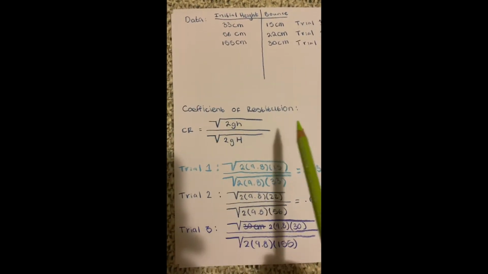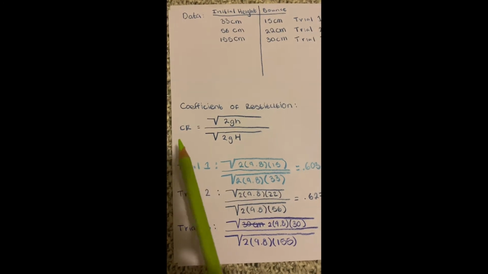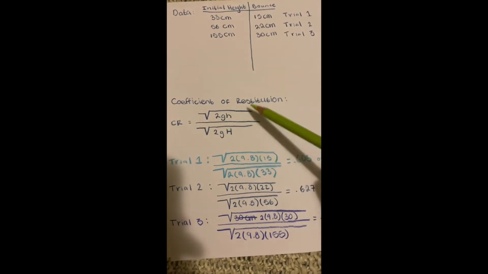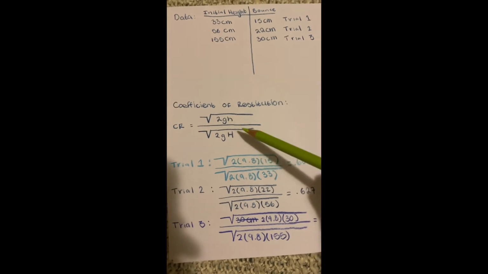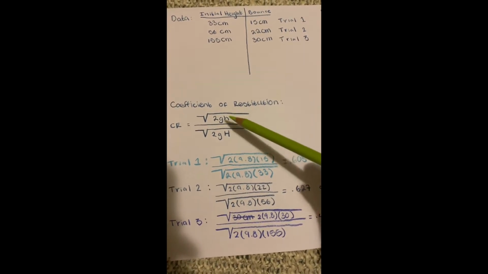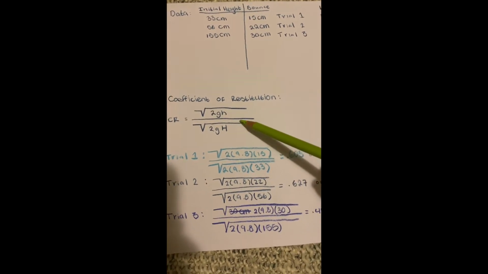coefficient of restitution. Now, in order to calculate for our coefficient of restitution, we are going to be looking at this equation. Now, the little h represents our bounce, and the large h represents our initial height.